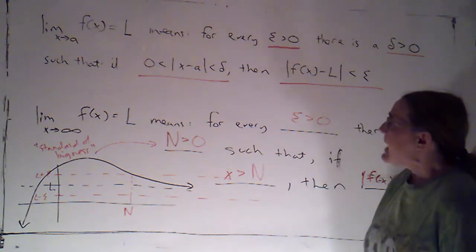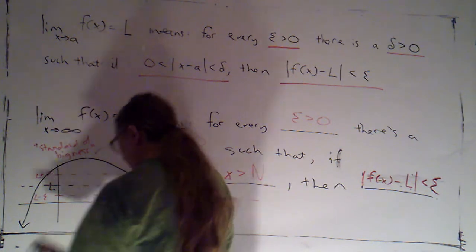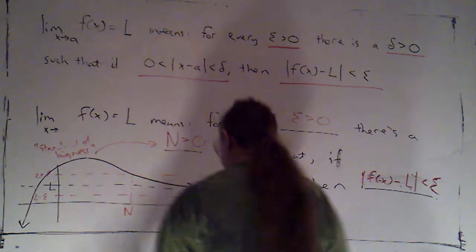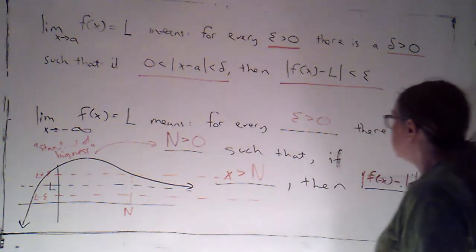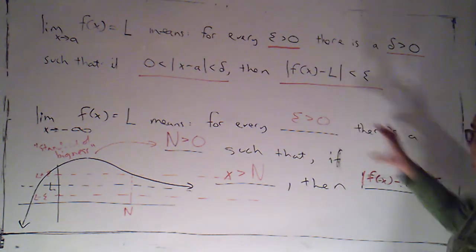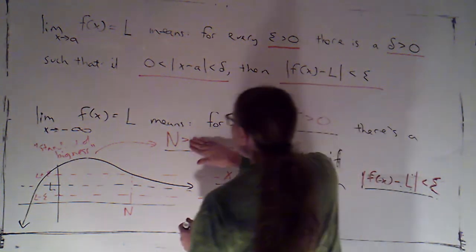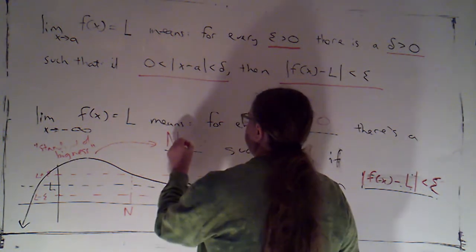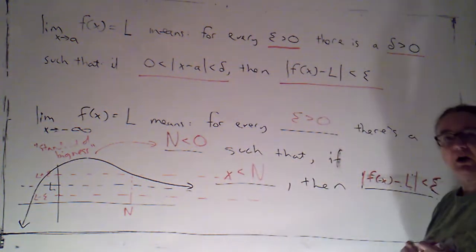Okay. Now, how would this change if we changed this to be the limit as x was going to negative infinity? Well, first of all, the blanks that we're describing the y values wouldn't change at all. They're still getting close to L. Okay. But what would happen here is this would have to become a negative number. And instead of being bigger than n, x would have to be smaller than n.